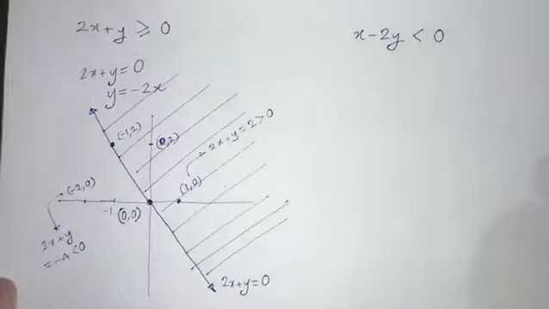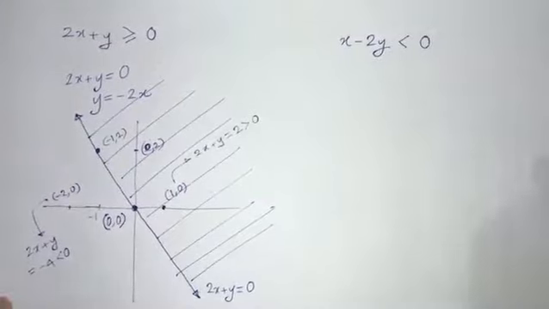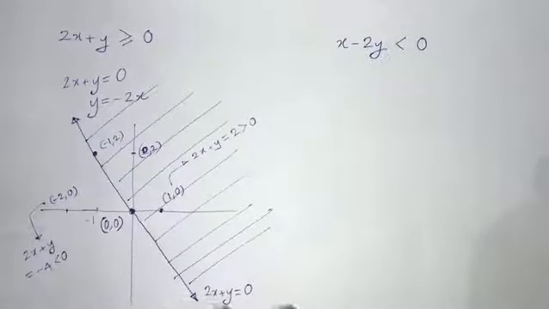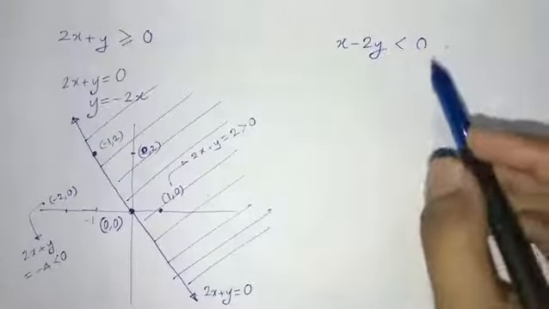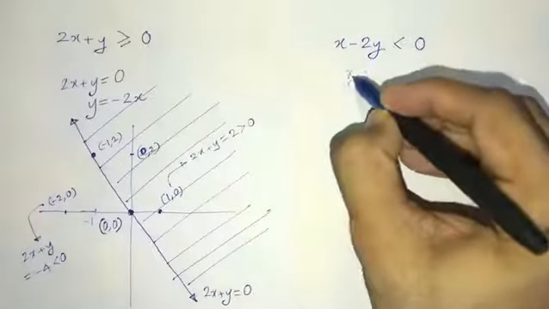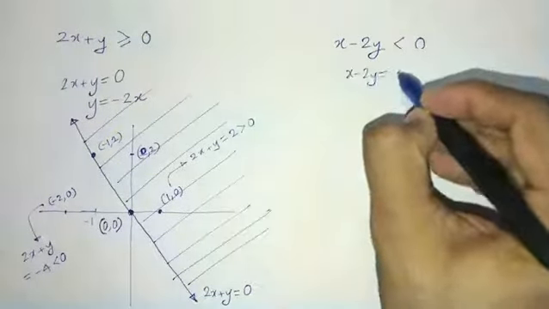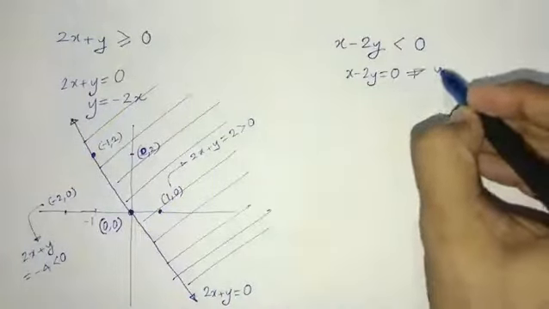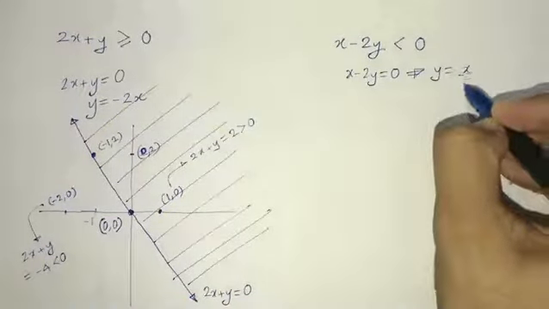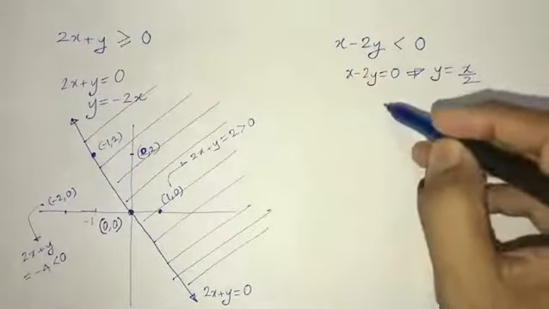Next, we'll have to shade the region. We'll have to mark the points satisfying x minus 2y less than 0. So what is the corresponding equation? x minus 2y equal to 0. What is the corresponding equation? y is equal to x by 2. So y equal to x by 2.